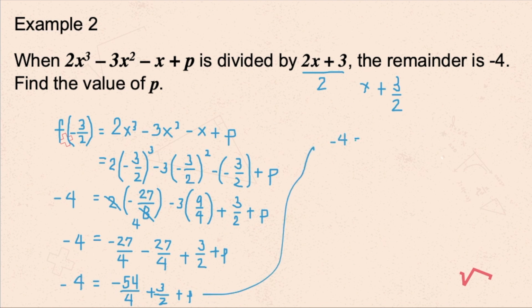Now, combining negative 54 over 4 to 3 halves, it will be negative 48 over 4 plus p equals negative 4. Now, negative 48 over 4 can be written as negative 12. So this will be negative 12 plus p is equal to negative 4. So transpose negative 12 to the other side. This will be negative 4 plus 12 is equal to p. So combine negative 4 and 12, it will now be positive 8. So that is now the value of p.